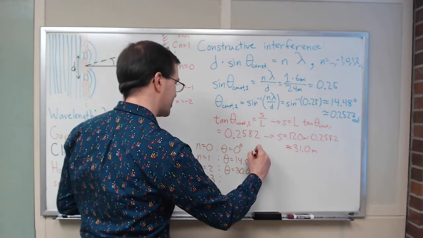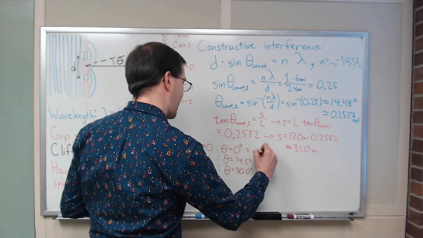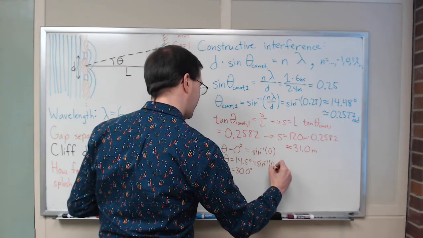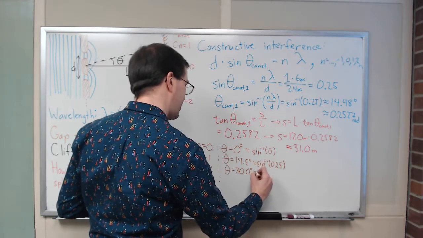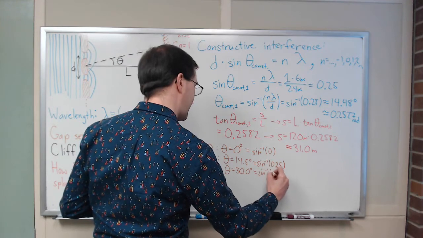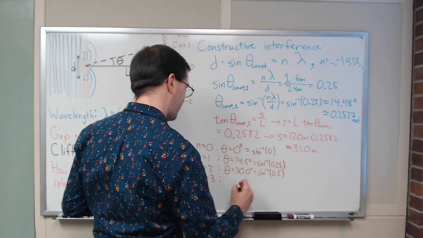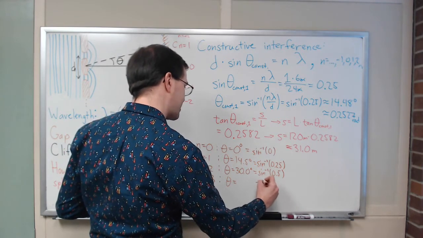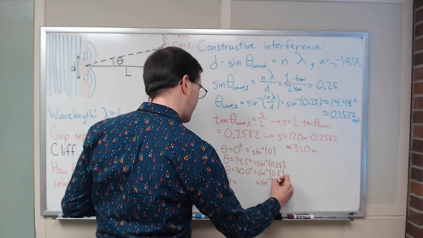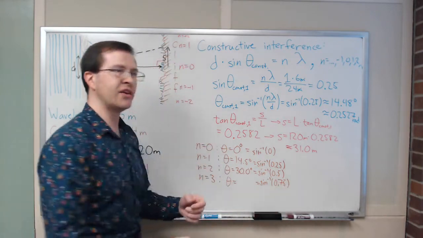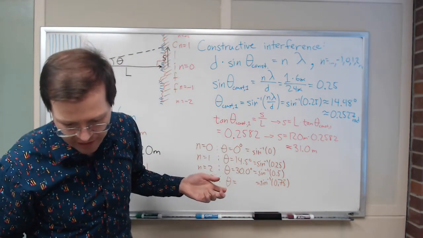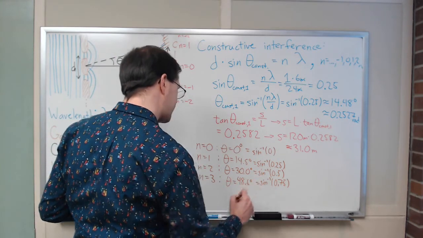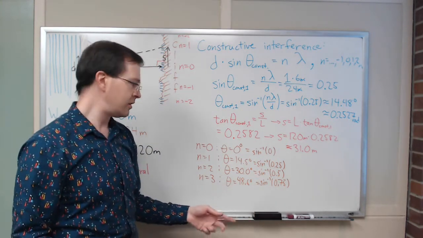I guess I should write this down. This is the inverse sine of 0. This is the inverse sine of 0.25, like we did above. This is the inverse sine of 0.5. So theta equals, well, what will this be? It's going to be the inverse sine of 0.75. And if I plug that into a calculator, I get 48.6 degrees as my next angle along the way.